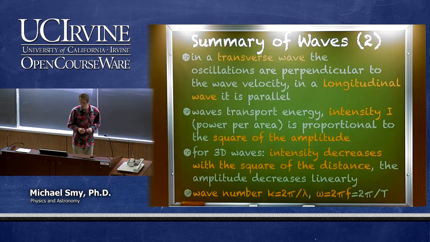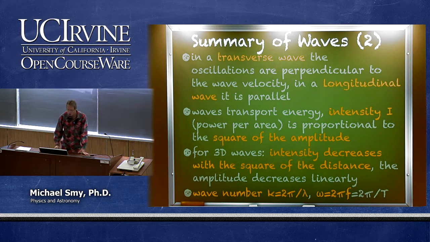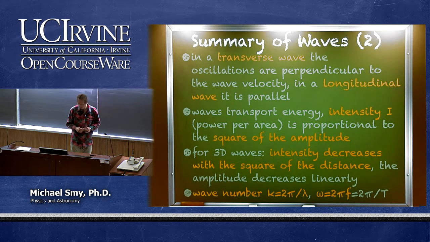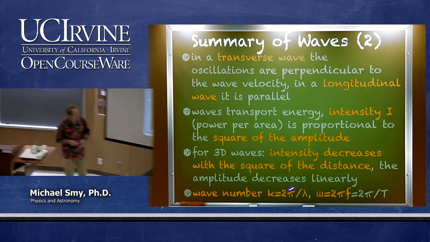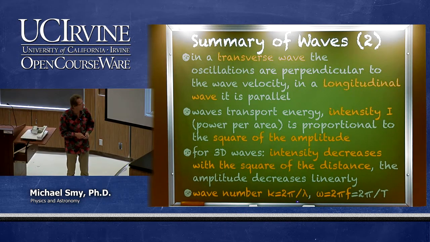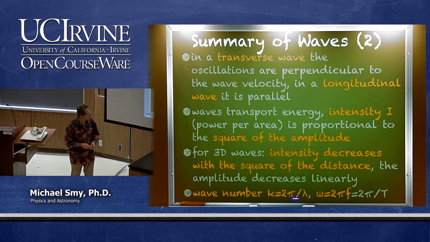Waves can be transverse or longitudinal. In a transverse wave, the oscillations of the particles in the medium are perpendicular to the direction of propagation. And in a longitudinal wave, it is parallel. Waves transport energy, and the intensity I, or the power per area, is proportional to the square of the amplitude. And for three-dimensional waves, the intensity decreases with the square of the distance, and the amplitude decreases linearly. One can also define the wave number, which is 2 pi divided by the wavelength, in a similar way that the angular frequency is 2 pi divided by the period.